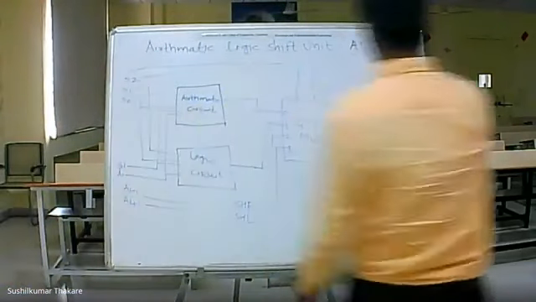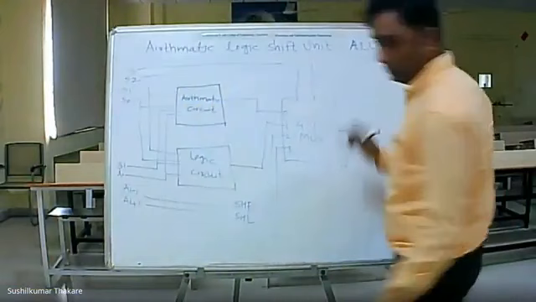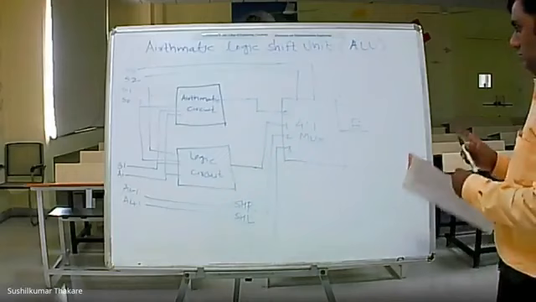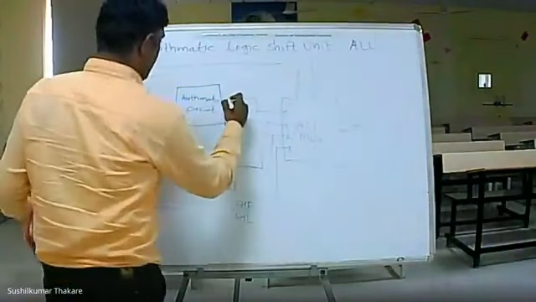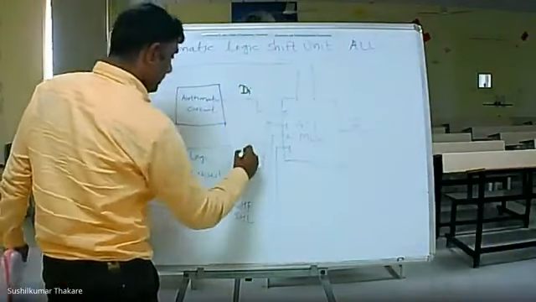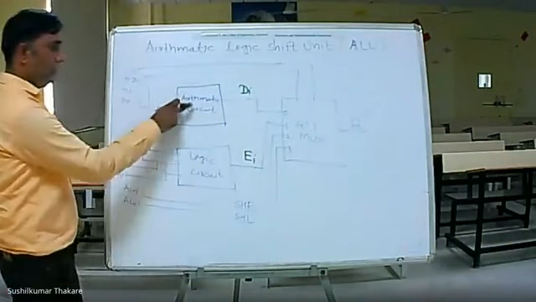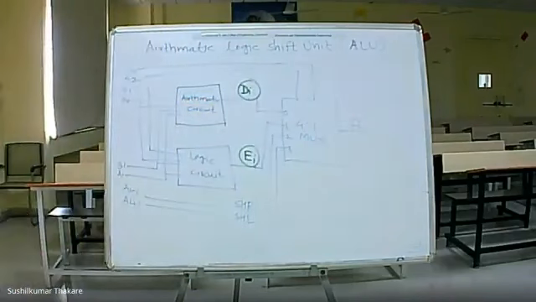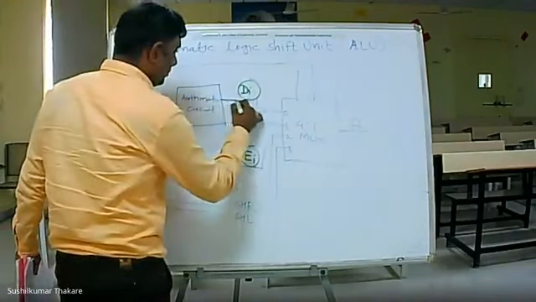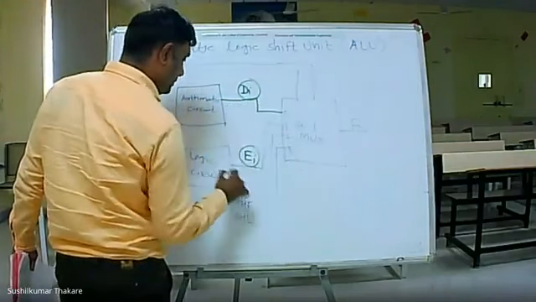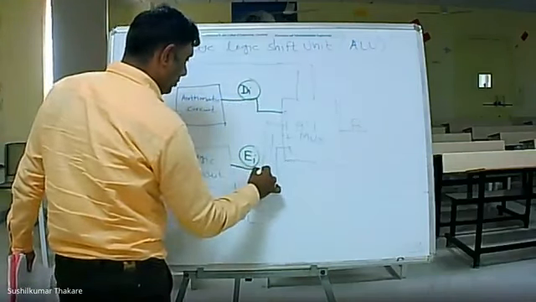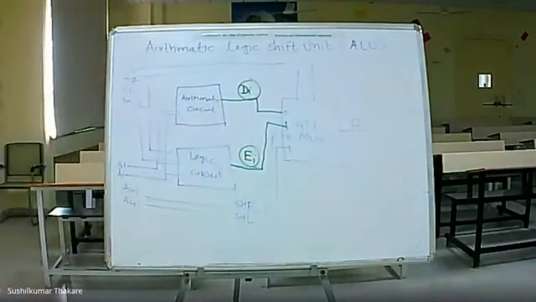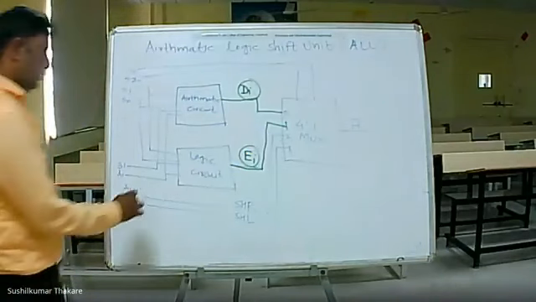So again, write down, suppose the condition is 0 0. The output of this arithmetic circuit is DI, and the output of the logical circuit is EI. These are the outputs of the arithmetic and logical circuits, and they are inputs of the 4:1 mux.